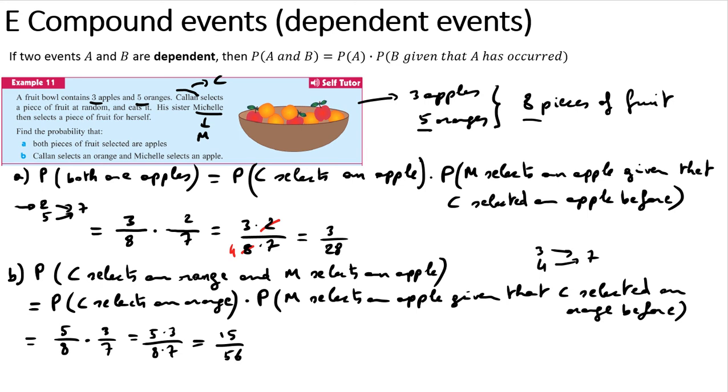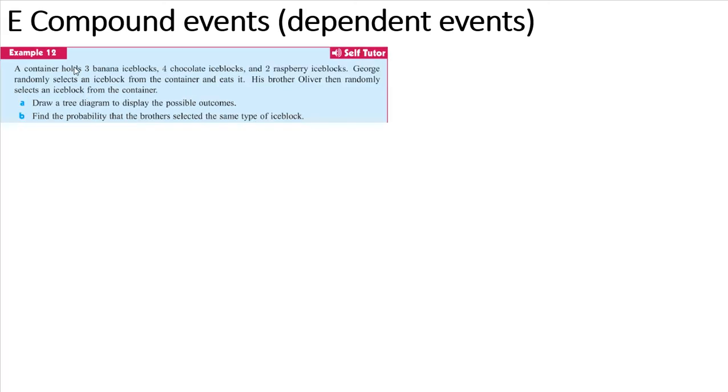Let's do example 12 in the book. A container holds 3 banana ice blocks, 4 chocolate ice blocks, and 2 raspberry ice blocks. George randomly selects an ice block from the container and eats it. His brother Oliver then randomly selects an ice block from the container. In A, you have to draw a tree diagram to display the possible outcomes.